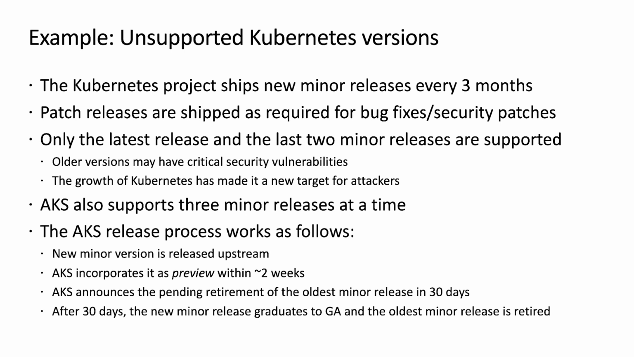And the way this works in terms of the process is you'll see a new minor version released upstream. Typically that'll be incorporated into AKS within a matter of weeks as a preview. And at that point we will announce the pending retirement of the oldest minor release after 30 days. You have 30 days notice if you're on that minor release to move forward before you fall out of support. After that 30-day period, we graduate the new minor release to a GA state, and at that point drop the oldest one off the back.